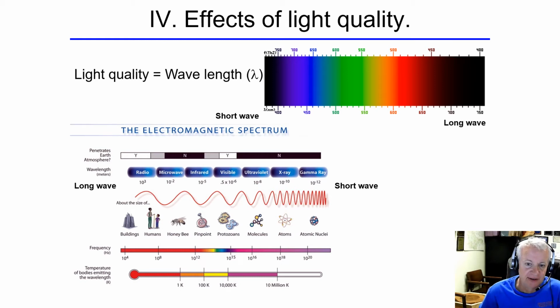So far in this lecture, the focus has been on the quantity of radiation. How do trees respond to low levels of radiation or high levels of radiation? How do they adjust to those? But in addition to quantity of radiation, the quality of radiation also impacts growth, development, and physiology of trees and other plants. And when we're talking about light quality, really what we mean is the wavelength of light.